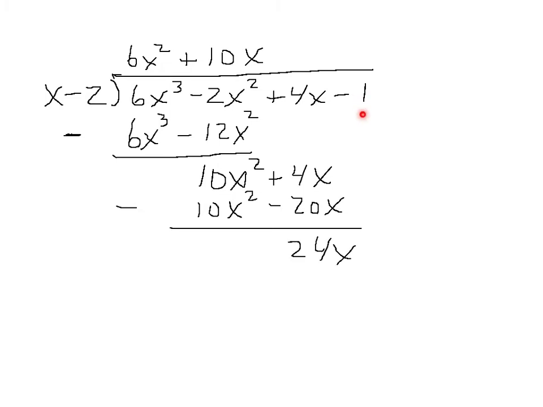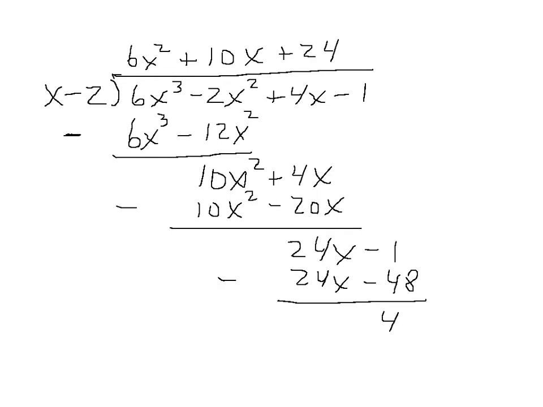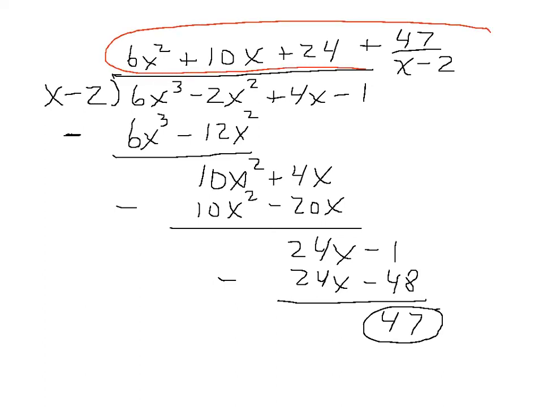24x, bring down the minus 1, and repeat. x goes into 24x, 24 times, multiply, 24x minus 48, subtract, and I get 47. So 47 is my remainder, and then I rewrite this as 47 over x minus 2. And there is my answer.